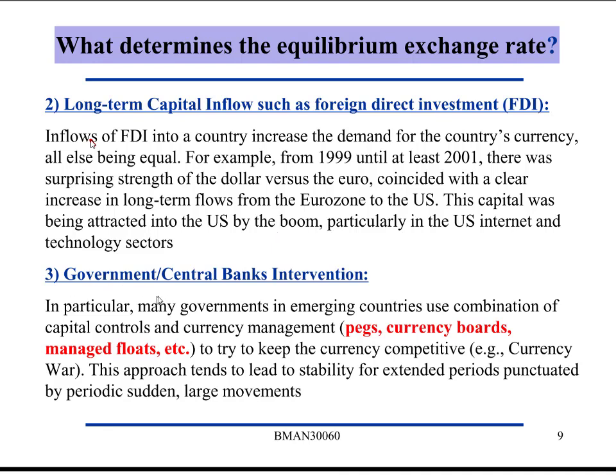Another important factor behind the determination of equilibrium exchange rate is government and central bank intervention. In particular, many governments in emerging countries use a combination of capital control and currency management. We're going to talk about one example of currency management called peg in the next slide, using these instruments to support their currency value. There's a famous example of this one, currency war between China and US.